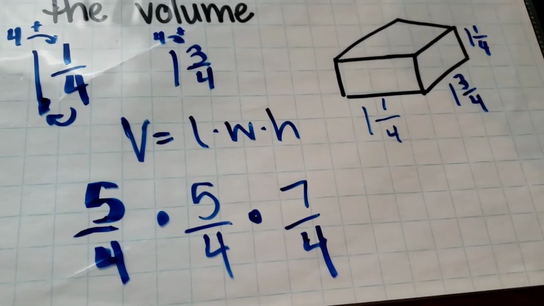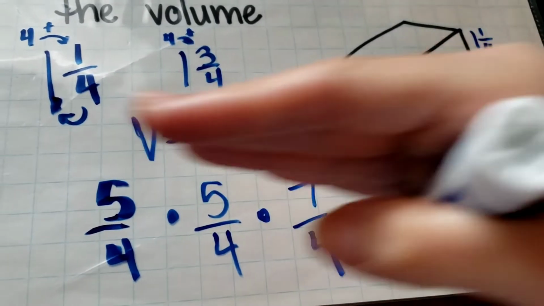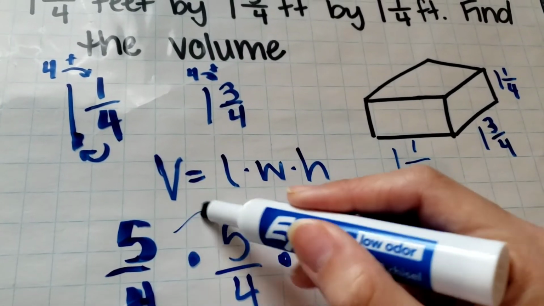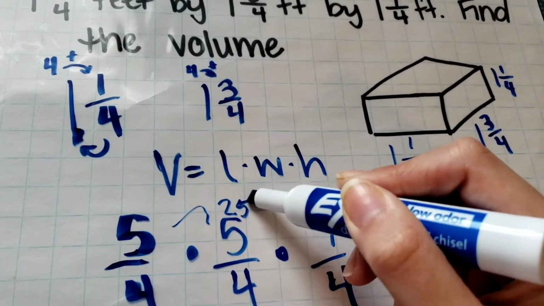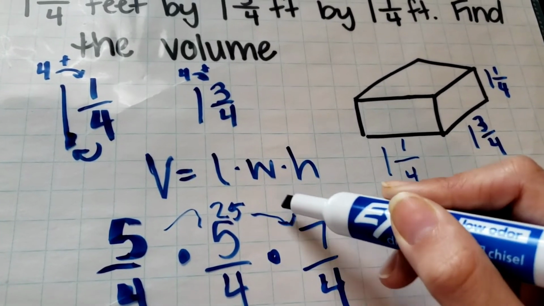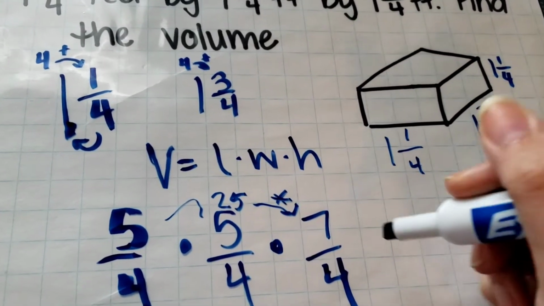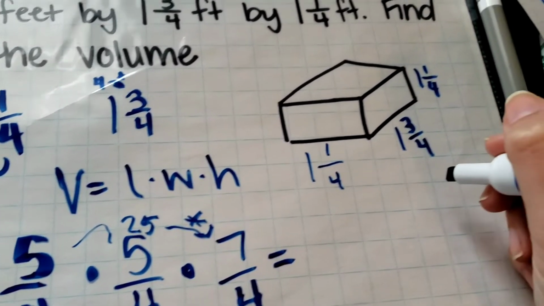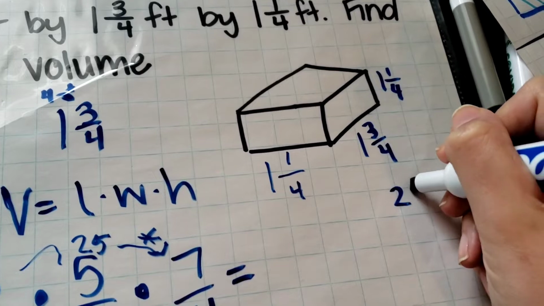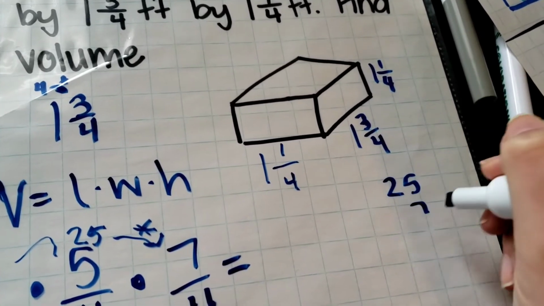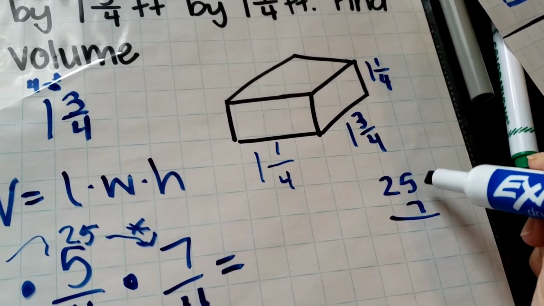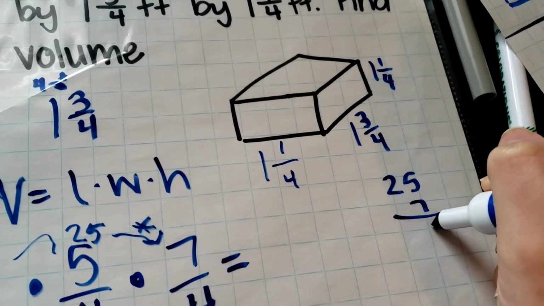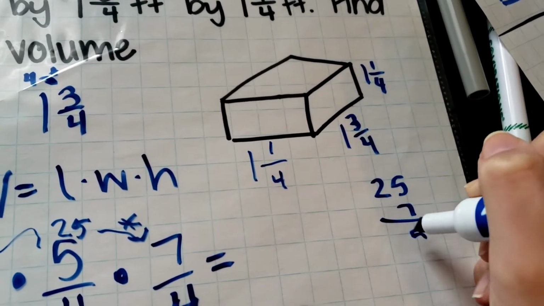And we multiply across. So 5 times 5 is 25. 25 times 7, we'll need a calculator for that. Just kidding. So here we go. We have 25 times 7, and we get 5 times 7 is 35.